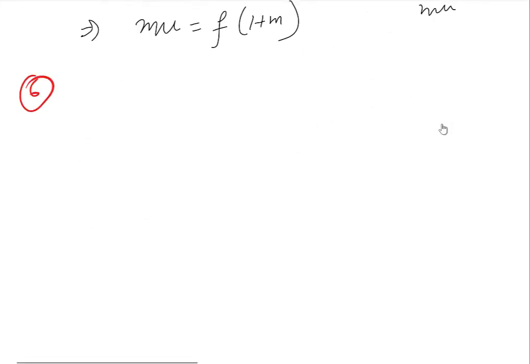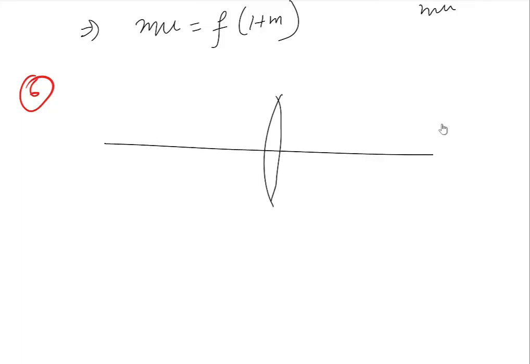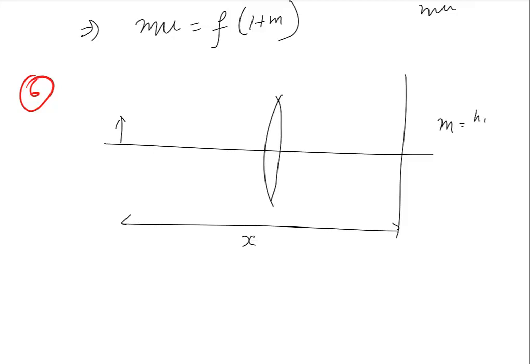Question number 6 says, a convex lens of focal length f is placed somewhere in between object and the screen. Let's make the diagram. So there's a convex lens, there's a screen, there's an object. The distance between the object and the screen is x, so total distance is given. This is x. If the numerical value of magnification produced by the lens is m, so m equals hi over ho, and it's also equal to v over u. Then the focal length of the lens, so you have to find out f. What is f? This is exactly like the previous question with a little bit of changes.